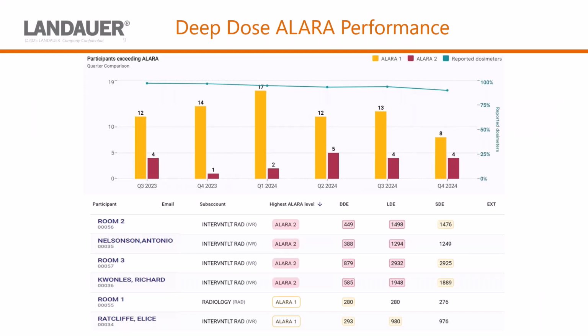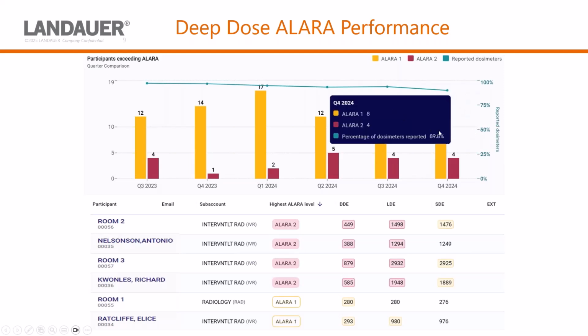Okay. Now, this is the deep dose ALAR performance. These are your quarterly levels. Again, you have this confidence level here showing you that 90% of your dosimeters were returned, so you wouldn't expect to see many more ALAR levels added, possibly a few.